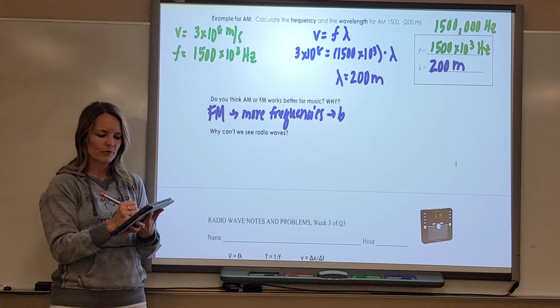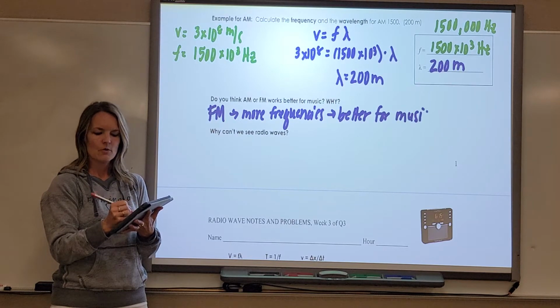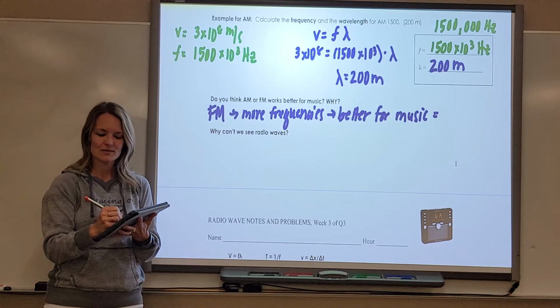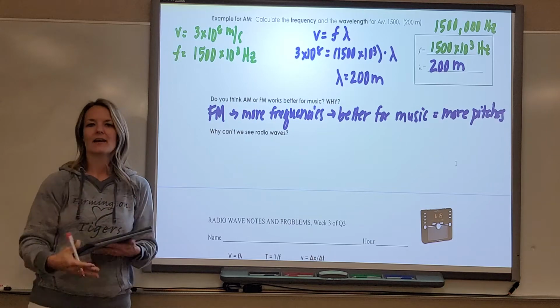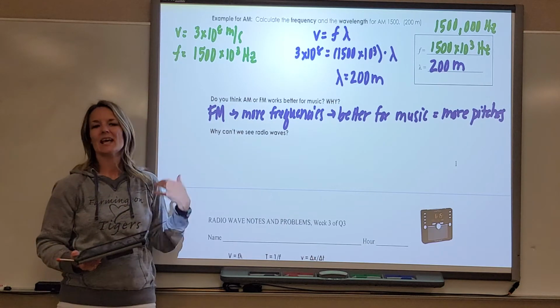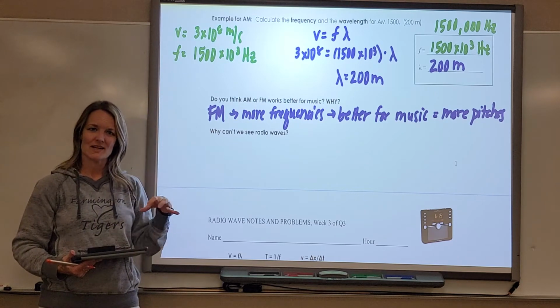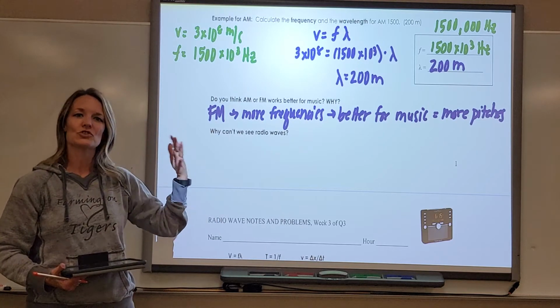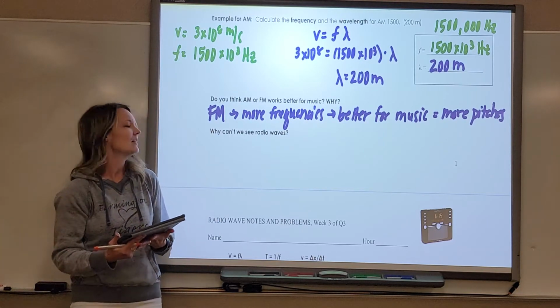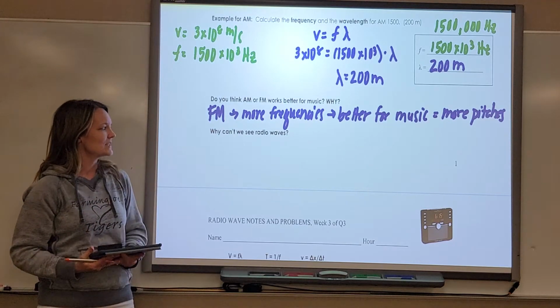which is better for music because more frequencies means more pitches. If you've got high notes and low notes in your music, then they're going to put it on an FM radio station because it will cover more frequencies. AM radio stations are used more for just talk, where you don't change the pitch as much as you do in music. And then finally, why can't we see radio waves?